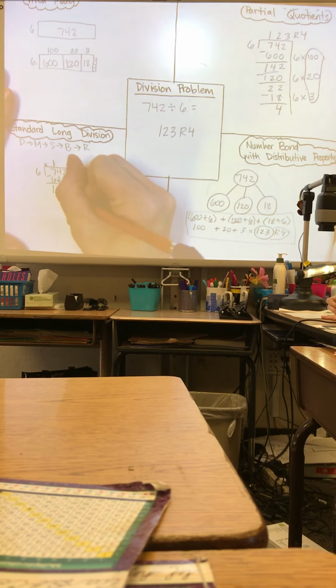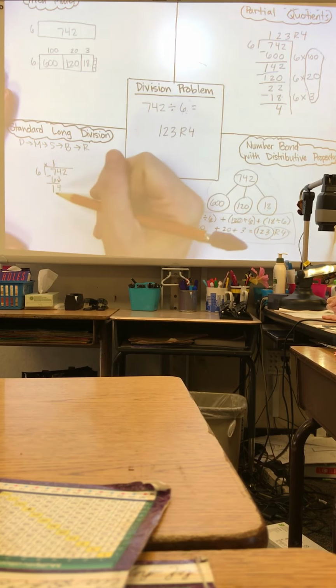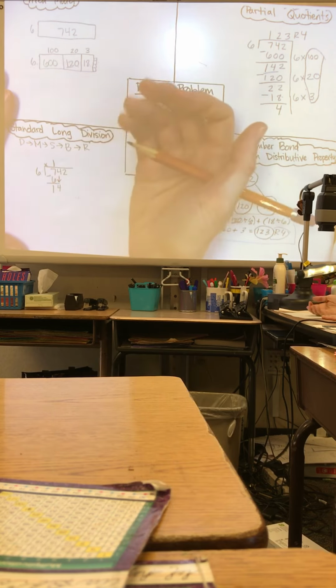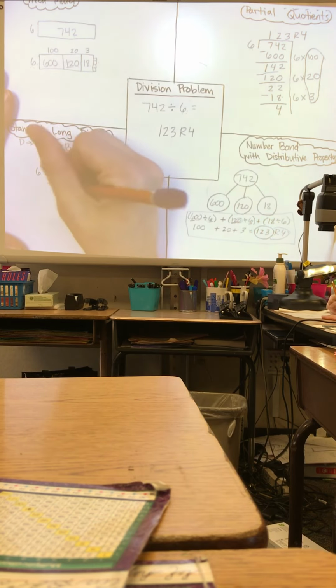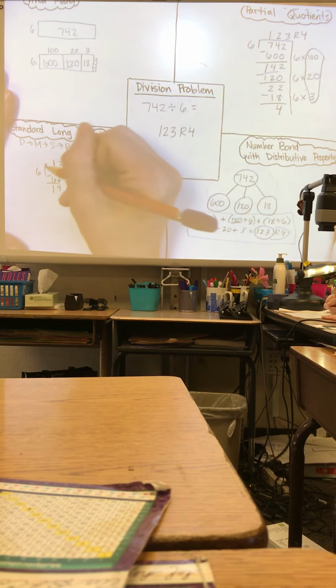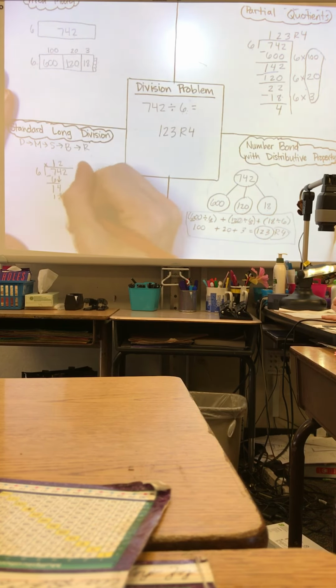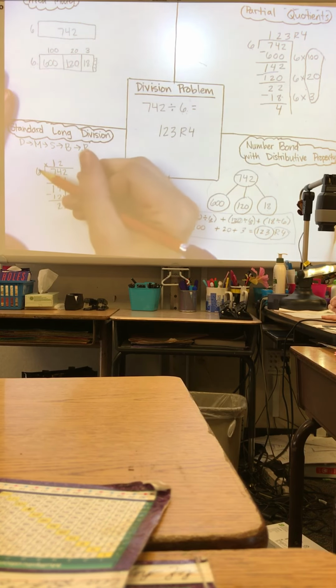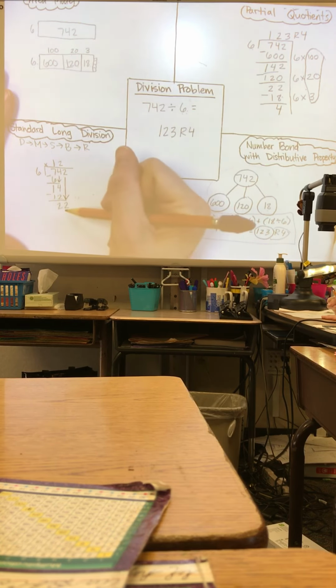We bring down the 4 and now we ask ourselves, how many groups of 6 can get the closest to 14? 6 times 1 is 6. 6 times 2 is 12, and I know that's going to be the closest I can get. 2 times 6 equals 12. Now we're at subtract. 4 subtract 2 equals 2. Brother, bring down 2. How many groups of 6 can get us the closest to 22?